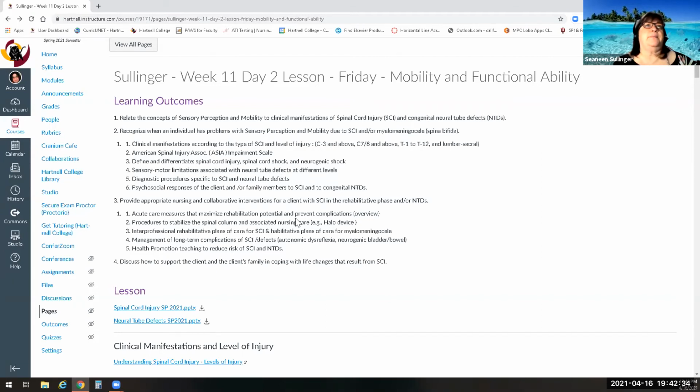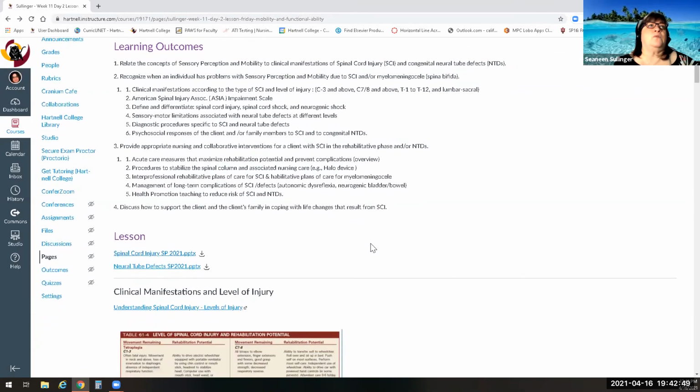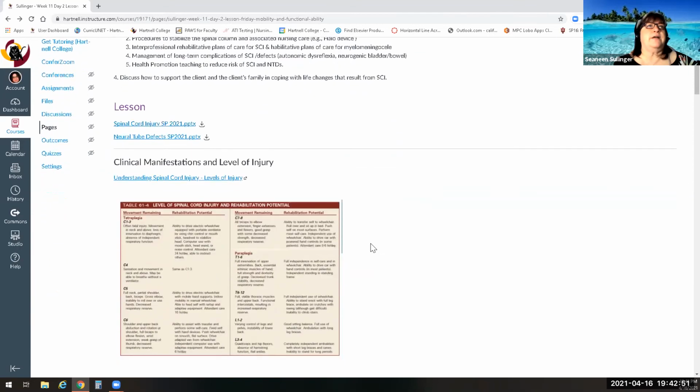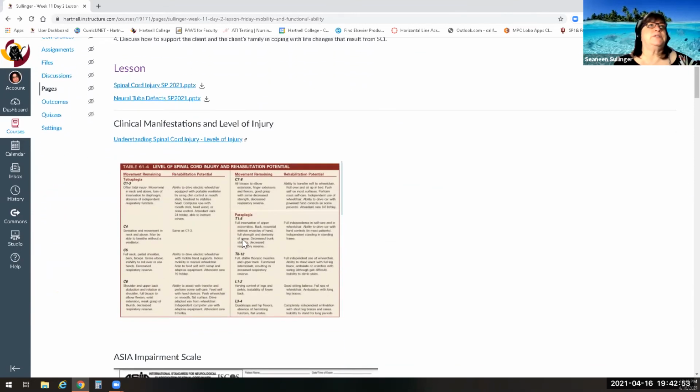We talked about that. And then we're going to start talking about rehab and stabilizing the spinal column, and talking about the team approach. We talked about autonomic dysreflexia. And so now we're going to really focus on the neurogenic bladder and bowel as well. So you have here some resources to help you.